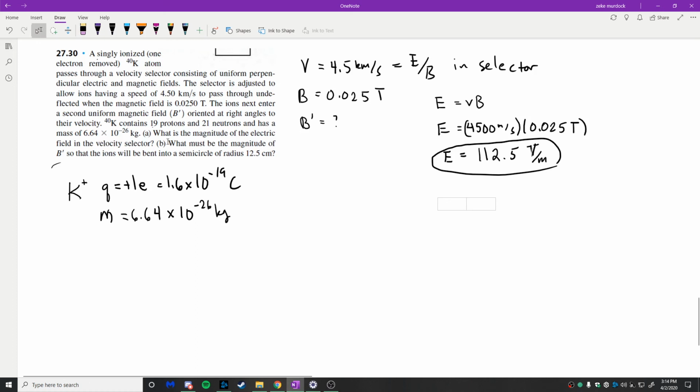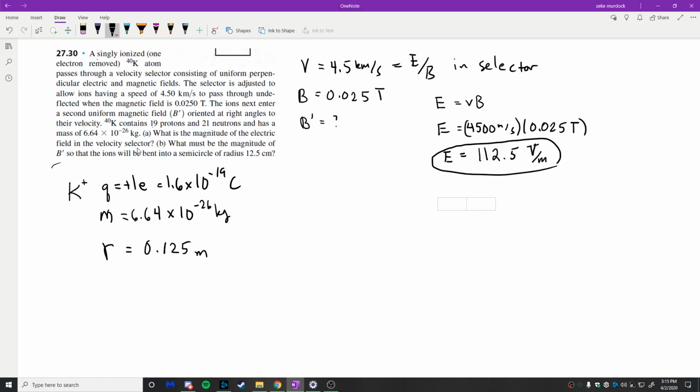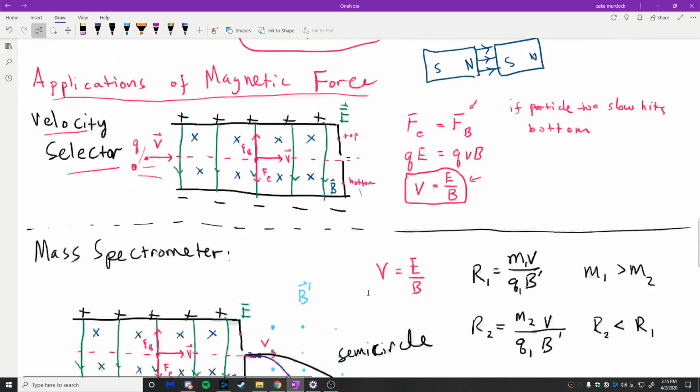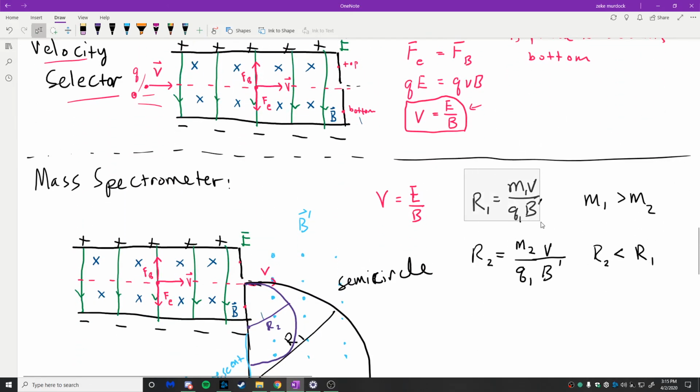And then what must be the magnitude of B prime so that the ions will be bent into a semicircle of radius 12.5 centimeters? So we know the radius is going to be equal to 0.125 meters. And we just want to calculate what B prime is, right? So we can go back and grab our equation from before, which was this one, I guess.